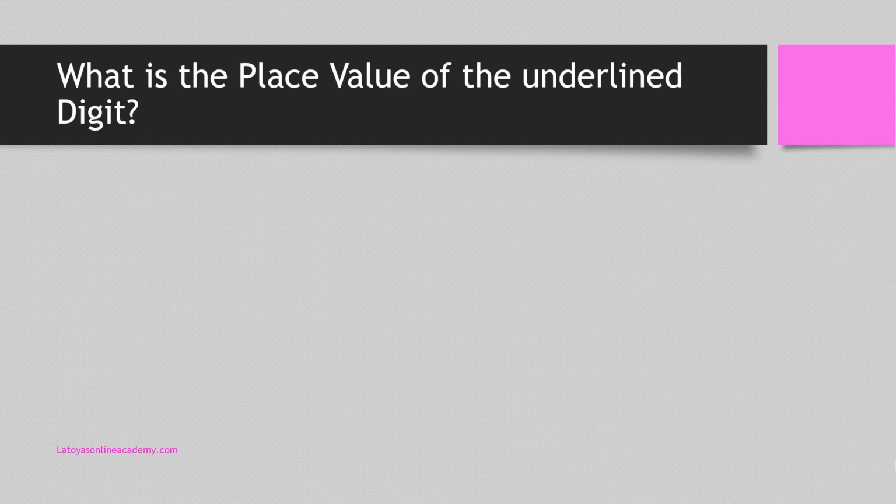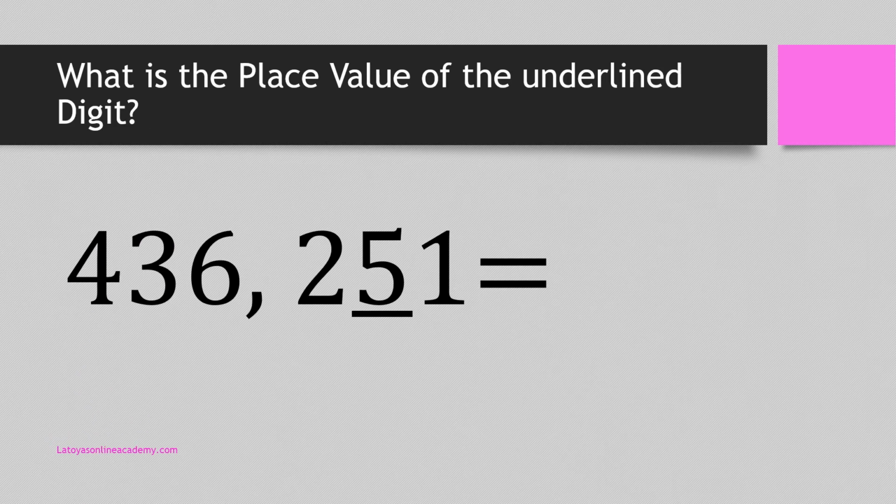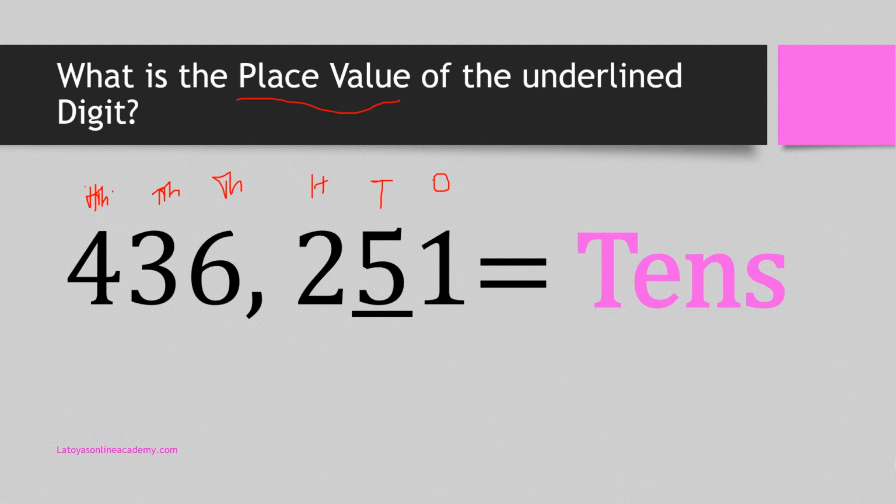What is the place value of the underlined digit? Now, what number is this? This number is 436,251. For those of us who are unable to read that, let's label the top of every digit. Ones, tens, hundreds, thousands. This is tens of thousands. I'm writing 2 T's and an H. And this is 100,000s. So, what is the place value of the 5? The place value of the 5 is tens.